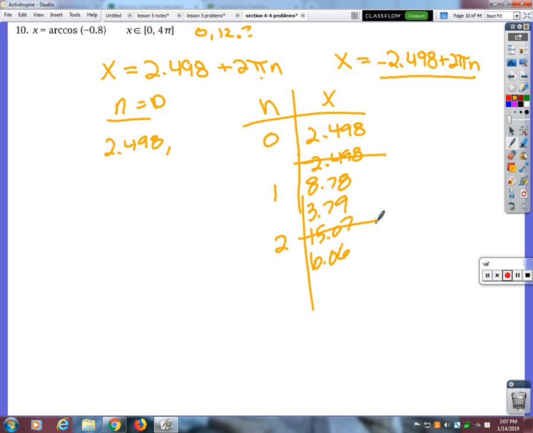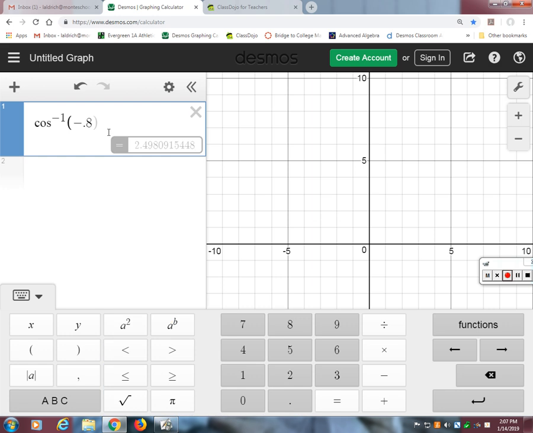I was just trying to organize a little bit. Where these come from is if I change this to be the inverse cosine of x. No, I don't want to mess with that.